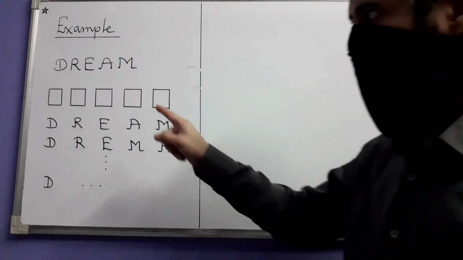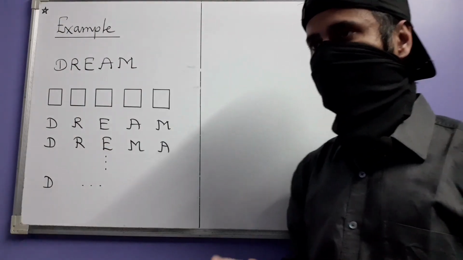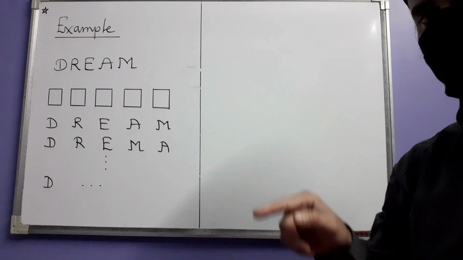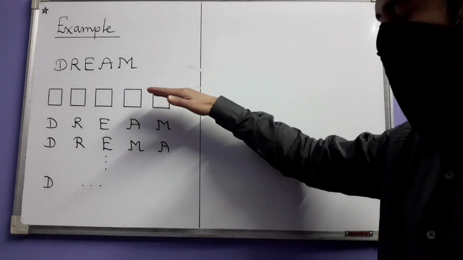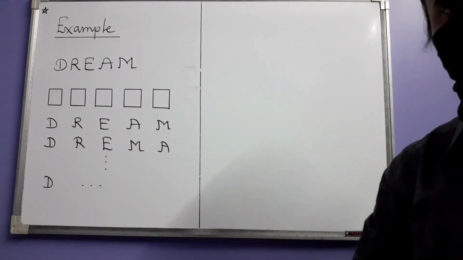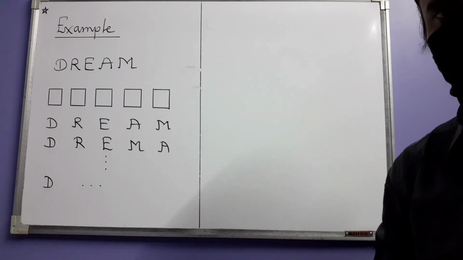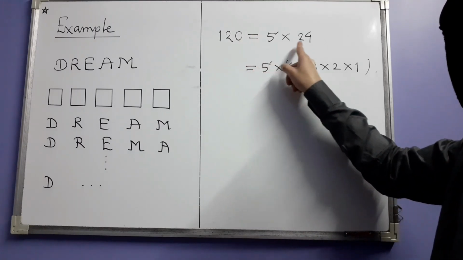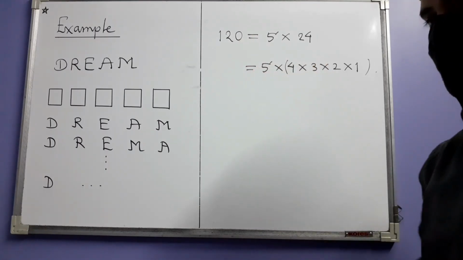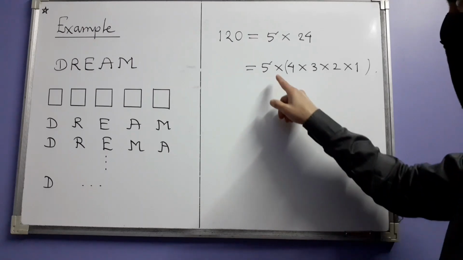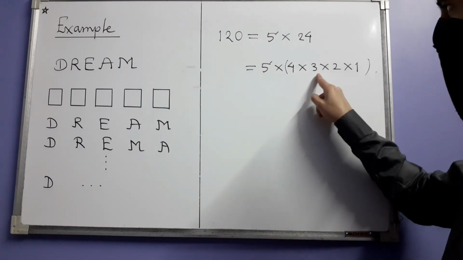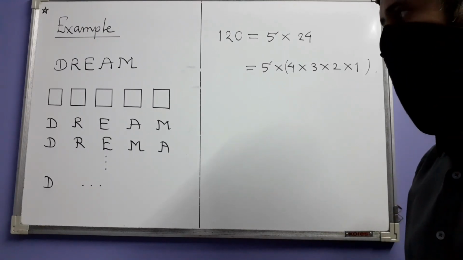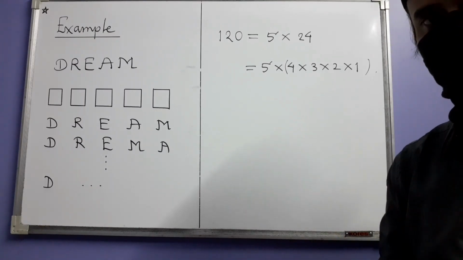However, the first box itself can be filled in 5 ways using any one of these 5 letters, and corresponding to each such way, there are 24 ways of filling in the remaining boxes using the other letters. So what number are you getting now? 120, which is 5 times 24, or if you write 24 the way we wrote it there, 5 times 4 times 3 times 2 times 1. So that pattern continues. Now can I say what the general case will be?